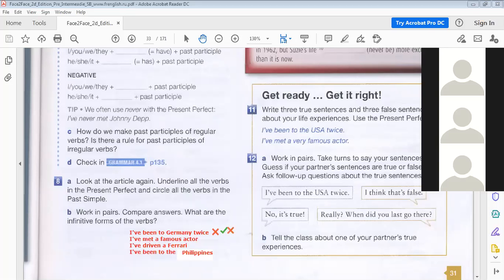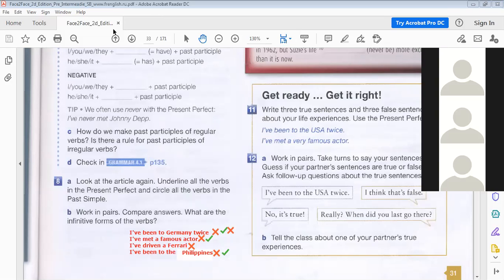Okay, I've met a famous actor. False. Also false. Okay. I think true. Okay. And then he said, I've driven a Ferrari. It's false. False. And he's been to the Philippines. Do you think this is false or true? Maybe false. Salma thinks it's false. Any other guesses? Who thinks it's true? Khulud, do you think it's true? Maybe he's been to the Philippines? Maybe. Okay. All right, so tell us, how many guesses are right and which of our guesses were incorrect?